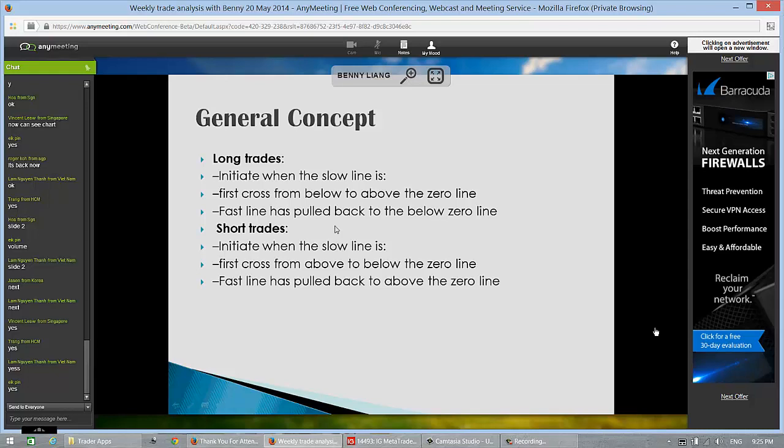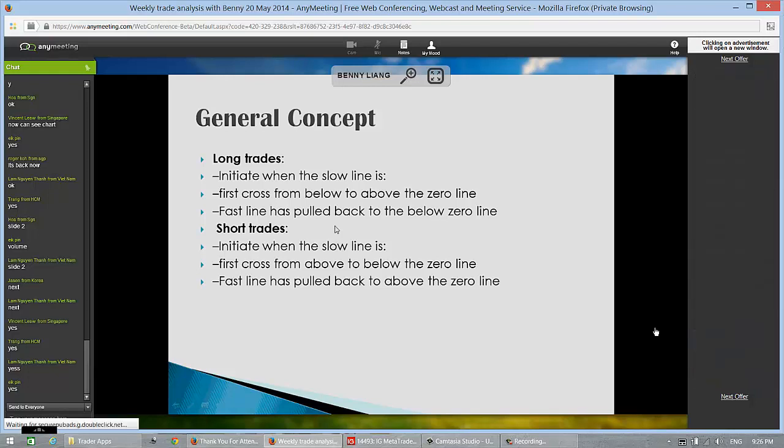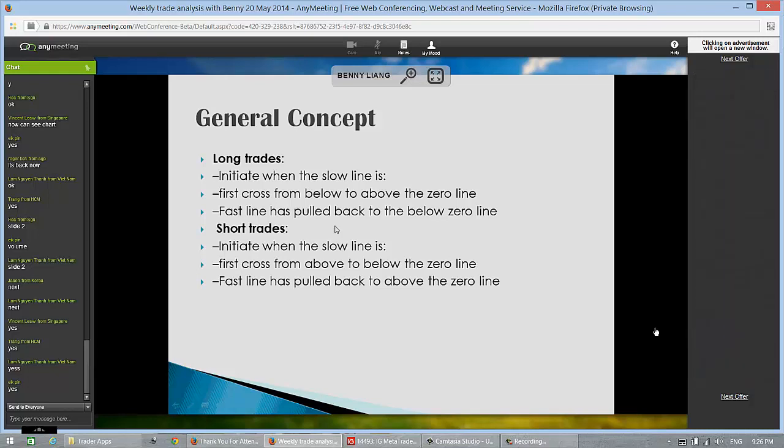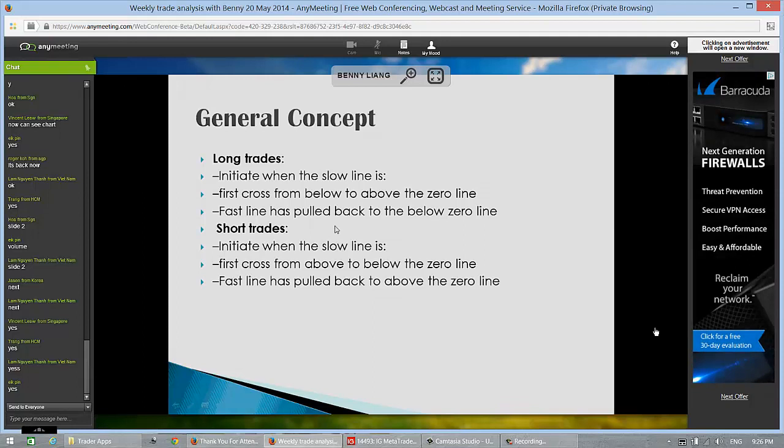When we want to buy, we want the red line to stay above the zero line, right? And if we can have an upslope red line, it is even better. Upslope means that you see the red line going up, not coming down. And then the fast line, your green line, we want it to pull back from above the zero line towards the zero line or below the zero line. Okay, that is a setup to go long.